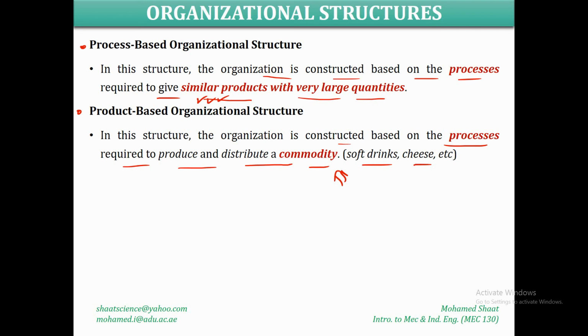The same thing for the software, like Coca-Cola, Pepsi, and so on. So they are making a specific product with specific specifications. They are organized based on the process needed to make this product in very huge quantities, and to distribute it. It is not just making, also distributing this commodity, this specific product, which will be considered a product-based organization.